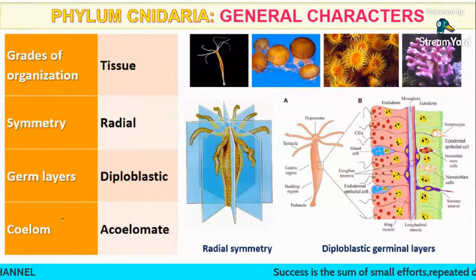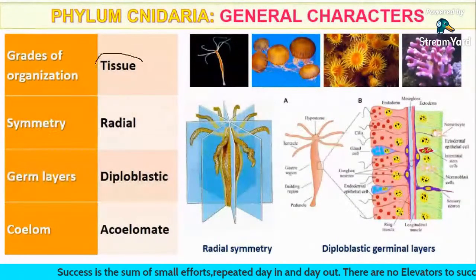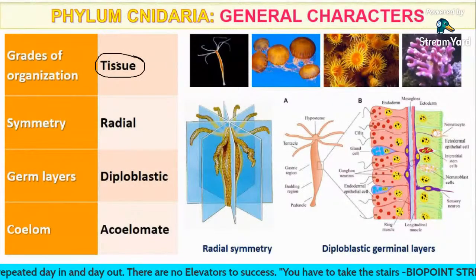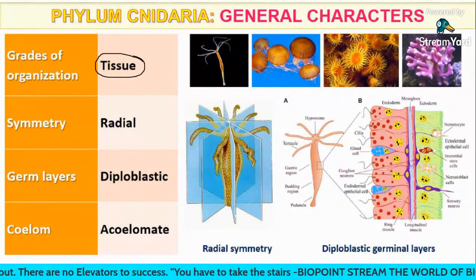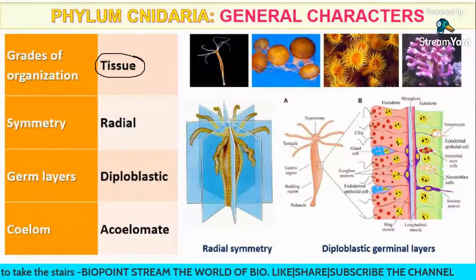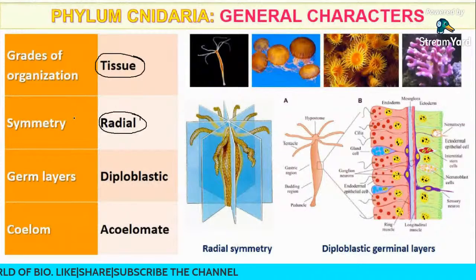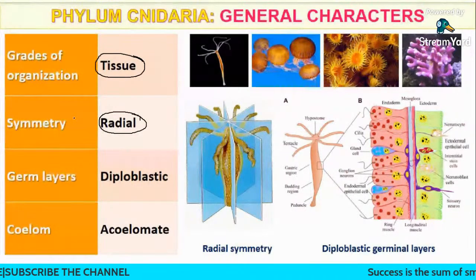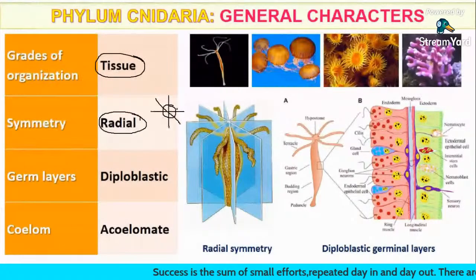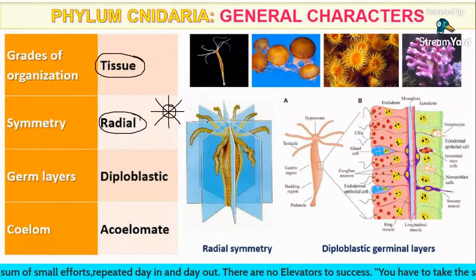Okay, the first point that you have to mark down. Second thing, Coelenterata or Cnidaria show tissue level of organization. We have already studied that phylum Porifera shows a cellular level of organization, so phylum Cnidaria shows tissue level of organization. They show radial symmetry. They are radially symmetrical organisms, that is, their body can be divided into two equal halves through any vertical plane. Through any plane, their body can be divided into two halves.